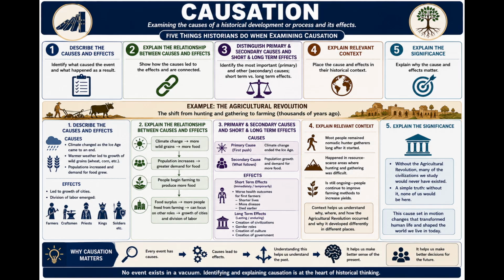So to demonstrate these 5 principles in action, I'm going to use the Agricultural Revolution, which was an event that took place thousands of years ago, and it's when man shifted from hunting and gathering to agriculture, or began to farm. Right? So, like comparison, we should start with describing the cause and effect of a historical development, and that is pretty straightforward. We're just going to identify what the causes are and what the effects are.